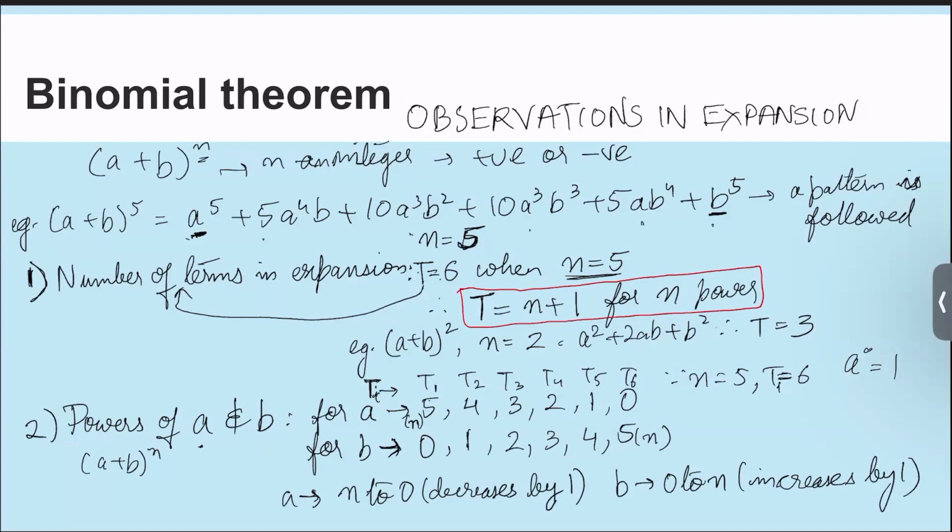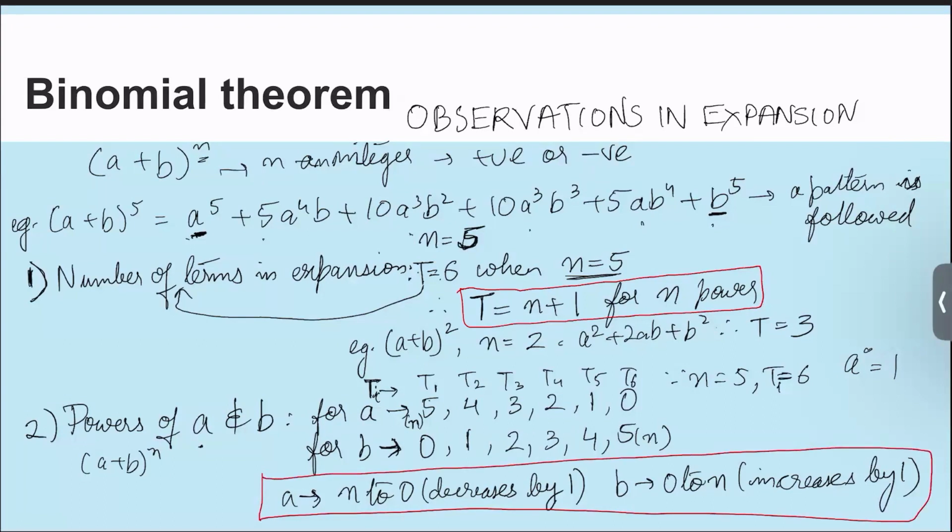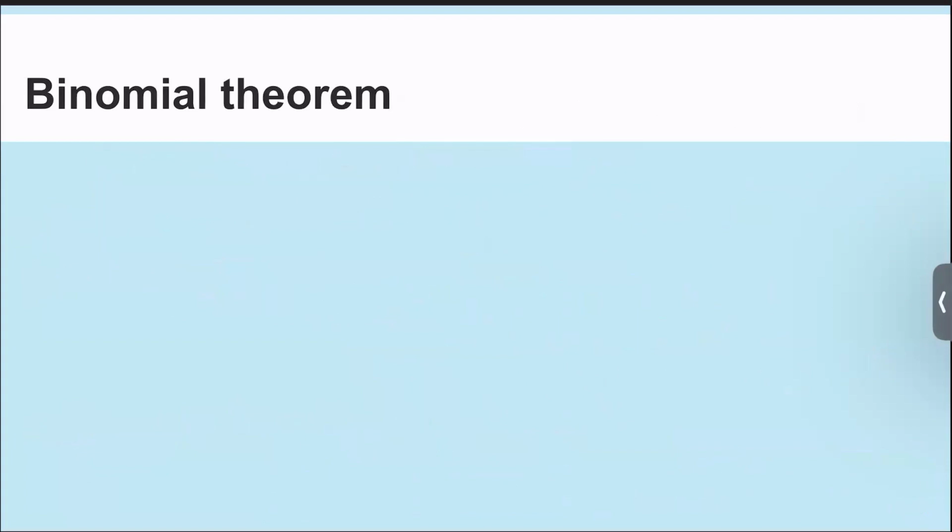So this is another observation in the expansion. You should remember that for one of the variables, the power begins from the index itself and goes down to 0, and for the other variable it starts with 0 and goes all the way up to n. This holds for any expansion. If you take a plus b whole squared, n is equal to 2, then a is raised to 2, then 1 and then 0. And for b, the first term has no b, so that is b raised to 0, then b raised to 1, and the last term b raised to 2, which is n again.